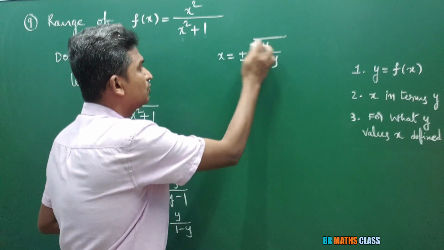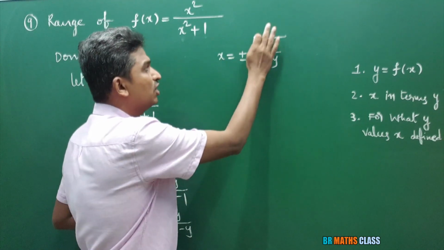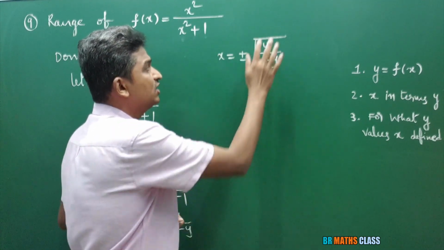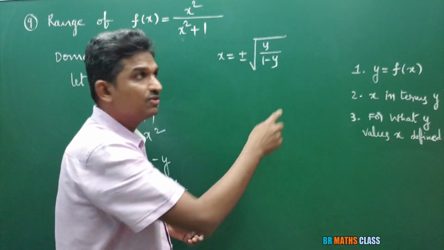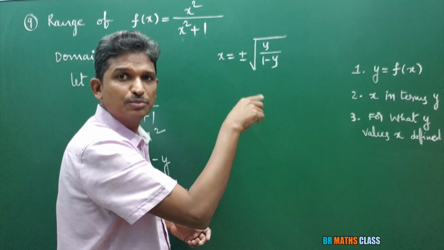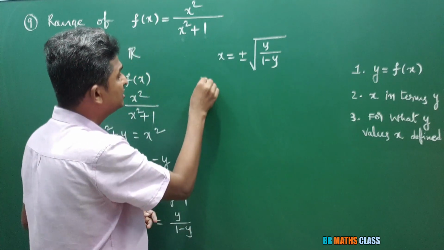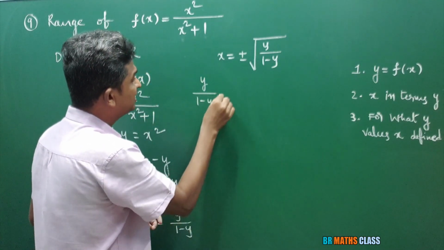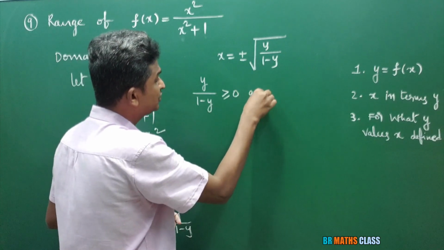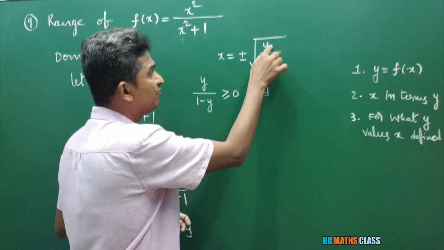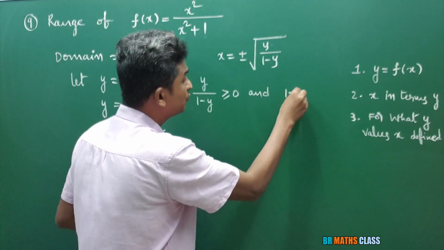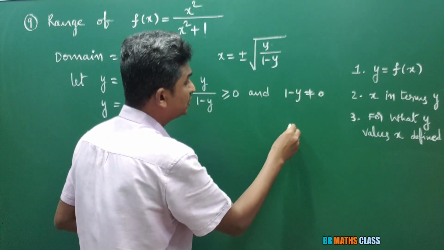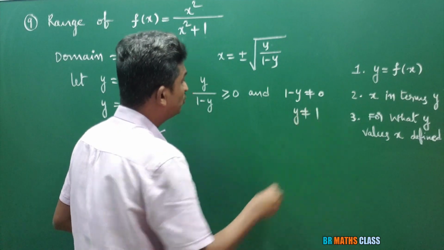What is the third step? For what values of y is x defined. Now I need to find the domain of this. You know how to calculate the domain of the function. Whatever expression is there under root, that must be greater than or equal to 0. That means y divided by 1 minus y must be greater than or equal to 0. And one more thing, this is of the form f of x by g of x. This denominator cannot be equal to 0. So 1 minus y cannot be equal to 0. That means y cannot be equal to 1.